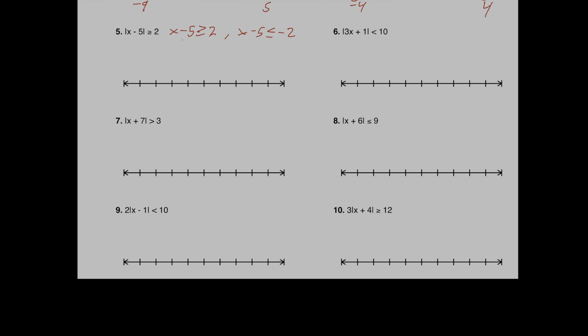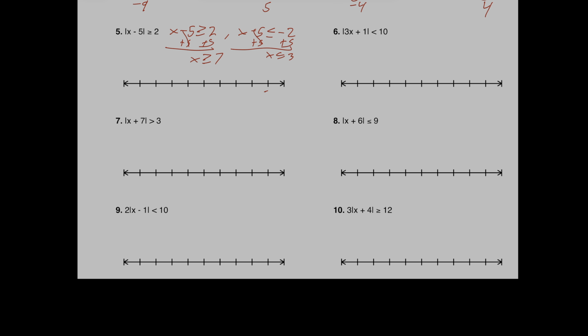So I'm going to get my pen here, and I'm going to add 5 to both sides. And now I'm going to get x is greater than or equal to 7. And then on this, I'm going to add 5 to both sides, and I'm going to get x is less than or equal to 3.